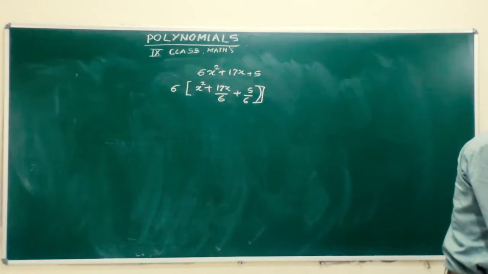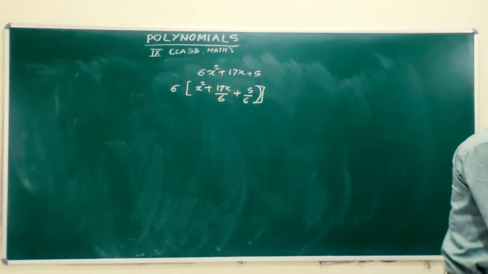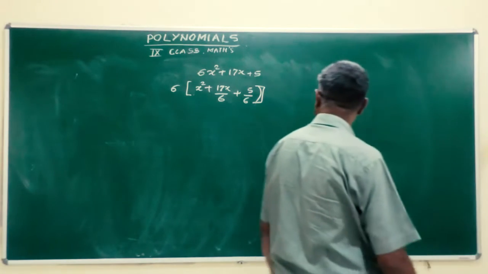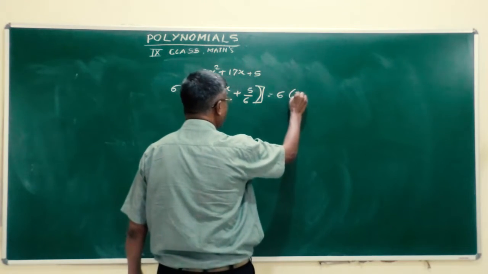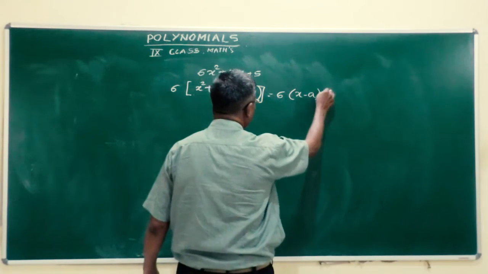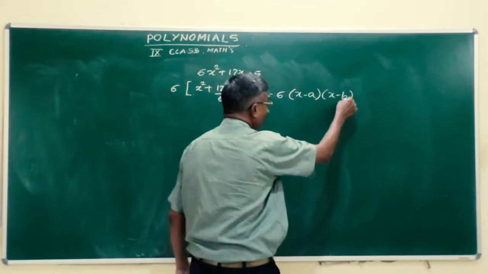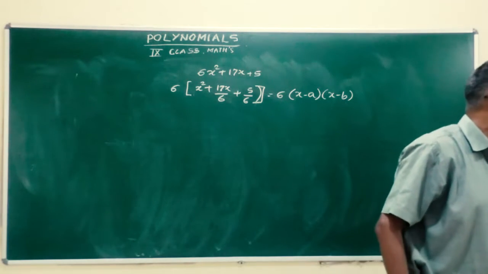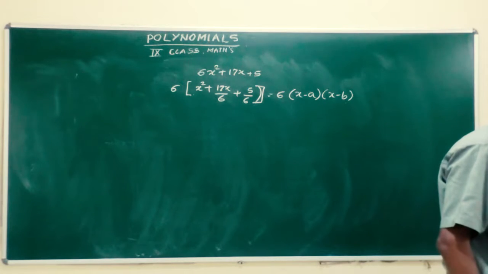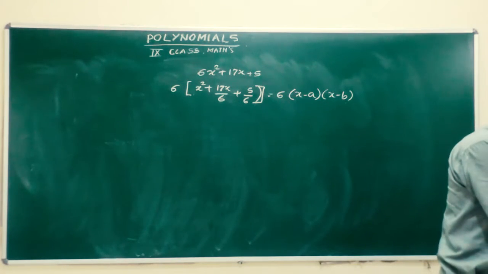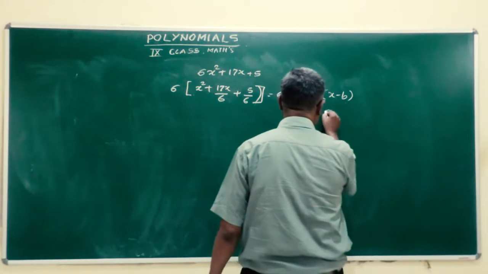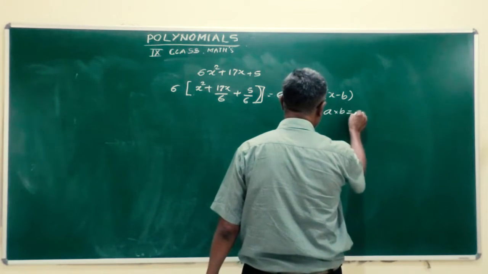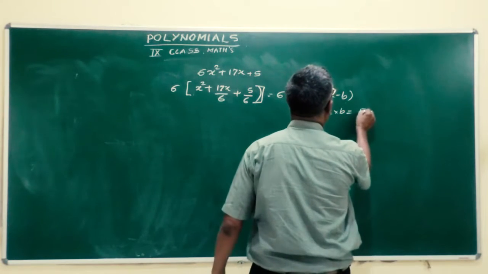Now here we can say that it is 6 multiplied by x minus a into x minus b. This is in factor form. So ab is equal to 5 by 6, and let us look at some possibilities of a and b. That is, a and b multiplied must be equal to 5 by 6.